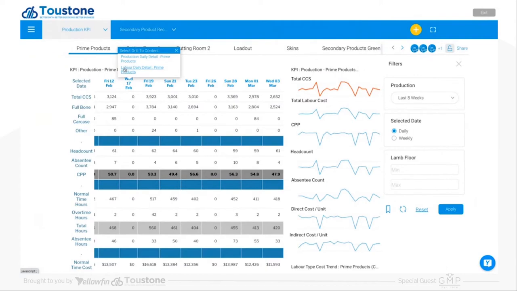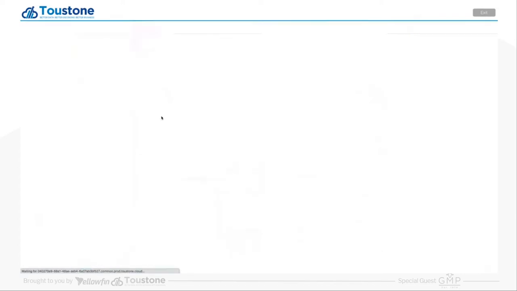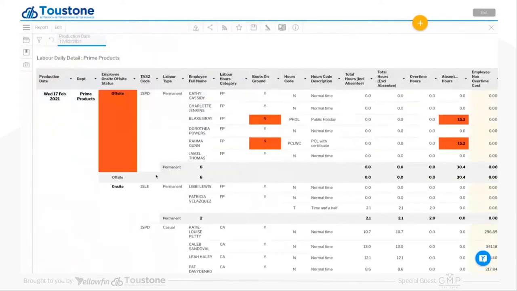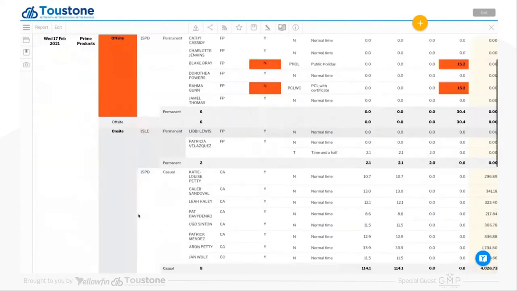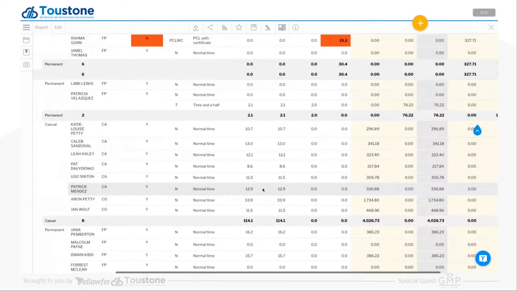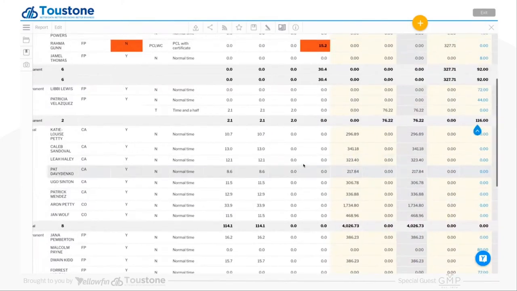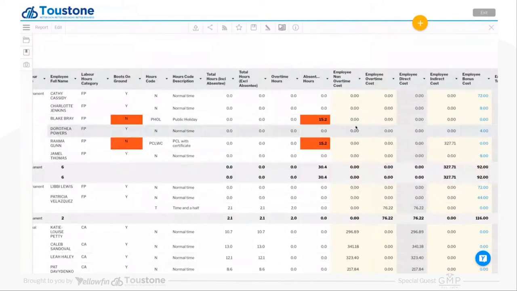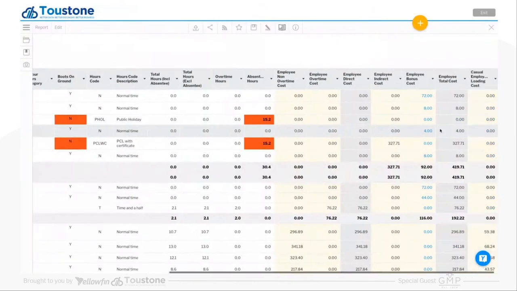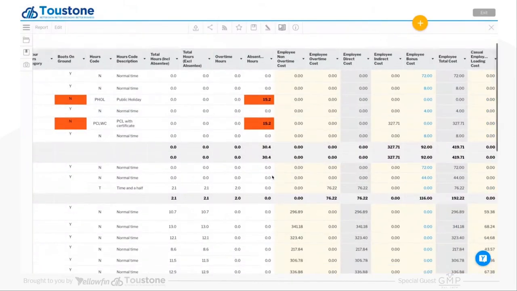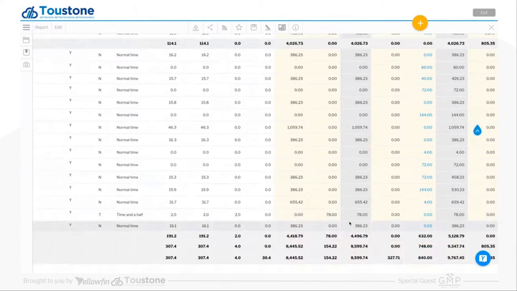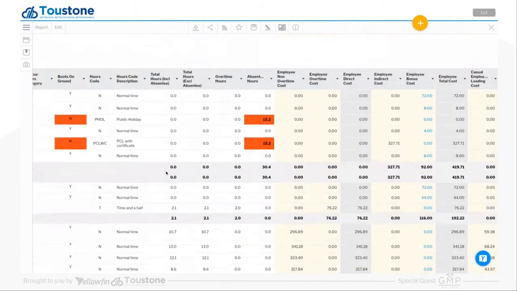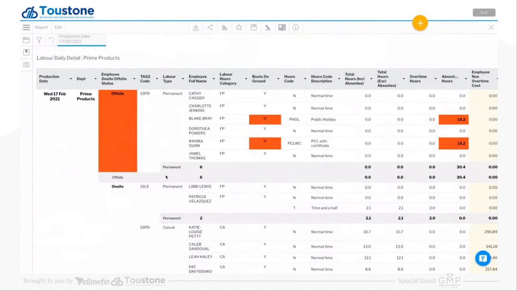So this is where Will and his team are able to drill right down. Again, this is all fictitious data, so don't worry about showing anything that's confidential. We're now down into the individual employee themselves: hours, costs, overtime, non-overtime, direct costs, indirect costs, any bonuses paid, and so on. Ultimately, down the bottom, we've got the day's total labour cost that is then fed back into our overall metrics.